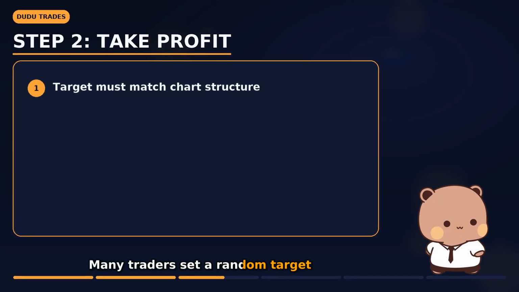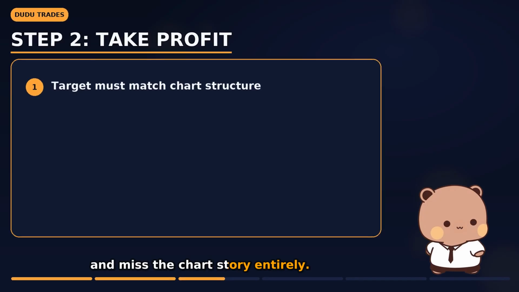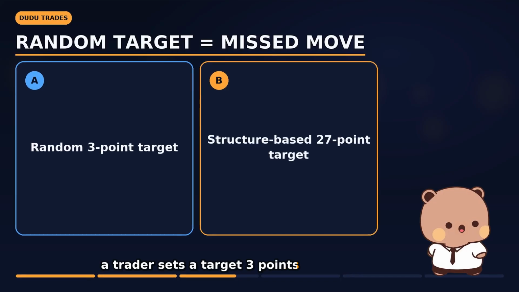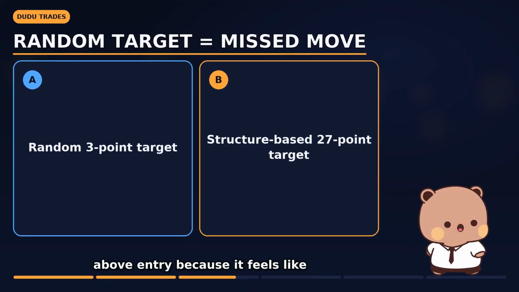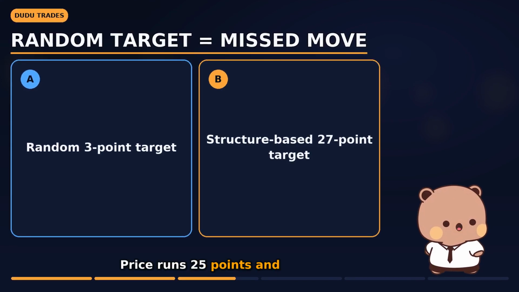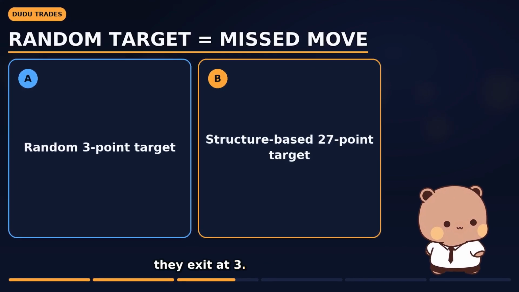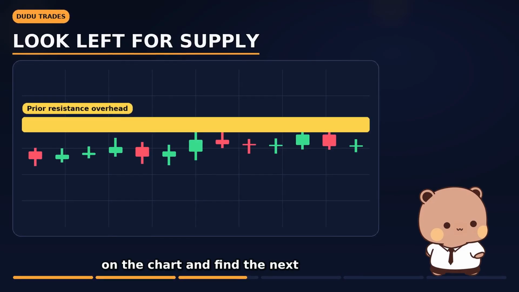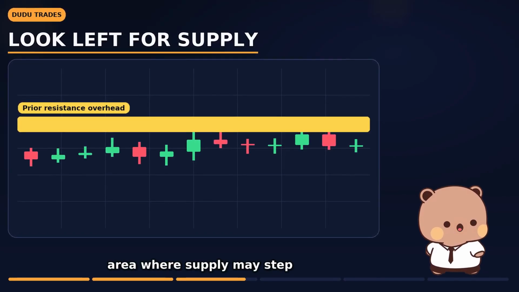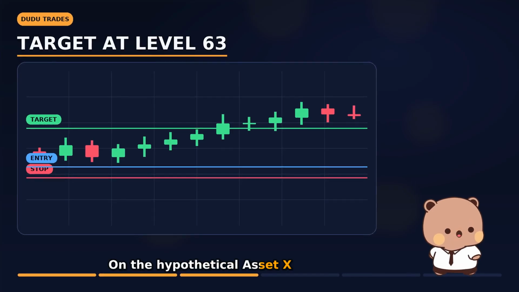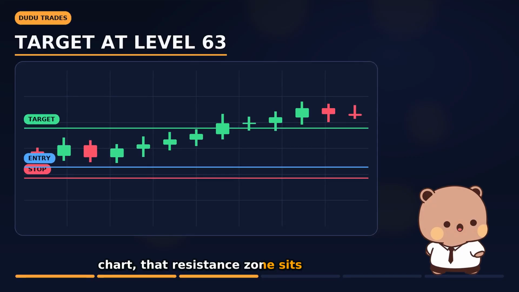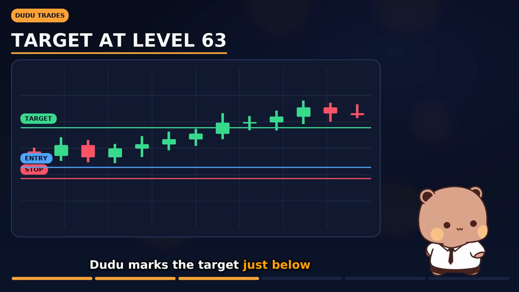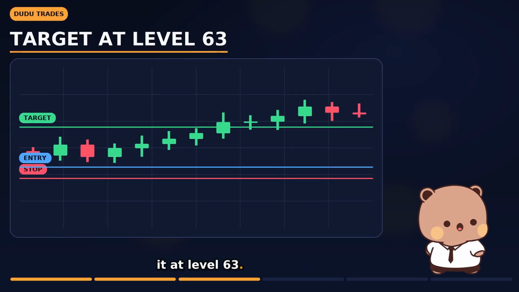Many traders set a random target and miss the chart story entirely. Failure example. A trader sets a target 3 points above entry because it feels like enough. Price runs 25 points, and they exit at 3. The right approach is to look left on the chart and find the next area where supply may step in. On the hypothetical Asset X chart, that resistance zone sits near level 65. DUDU marks the target just below it at level 63.